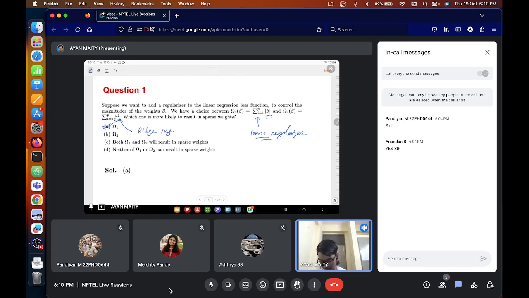The ridge regularizer, also known as the L2 regularizer, also reduces the values, but it cannot drive the values to 0, whereas the lasso regularizer is able to do that. It drives most of the weight values to 0, which we want in linear regression, to reduce the number of parameters and the complexity of the model so that it doesn't overfit. So option A, omega 1, is the correct answer. This produces sparse weights, and it reduces the complexity of the model.